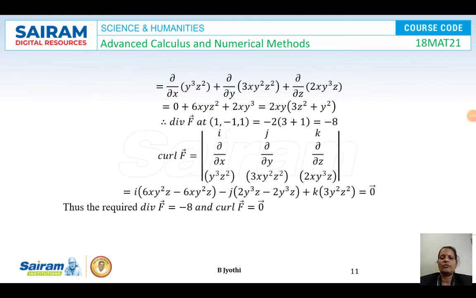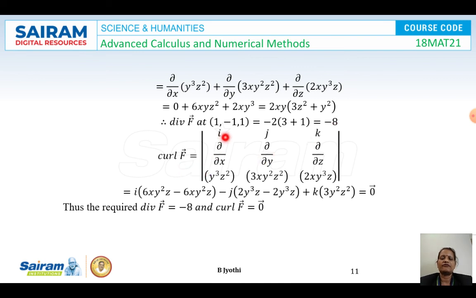Next, let us find the value of that. That gives us dou by dou x of y³z² plus dou by dou y of 3xy²z² plus dou by dou z of 2xy³z, which gives 0 plus, because there is no x term in the first, hence it will become 0. The next term will be 6xyz² and plus 2xy³. By taking 2xy outside, 3z² + y². And they have also asked us to find this at the point (1, −1, 1). On substitution we get −2 times (3 + 1), which is −8.